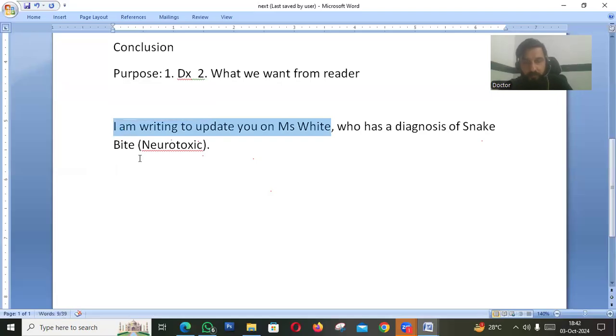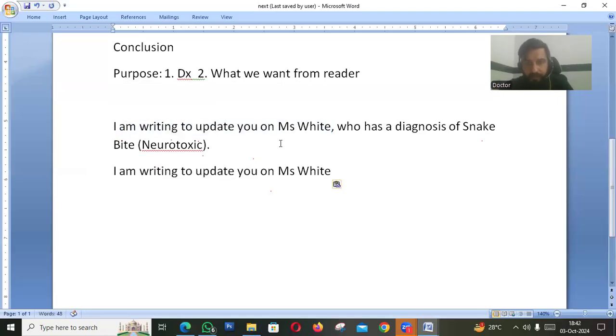What else? How are you going to write a good sentence? Possible clinical signs and symptoms secondary to neurotoxic snake bite. Probable diagnosis is not suitable here because this is the final diagnosis. Suggestive is used when there is a question mark. Probable diagnosis and suggestive are the same.